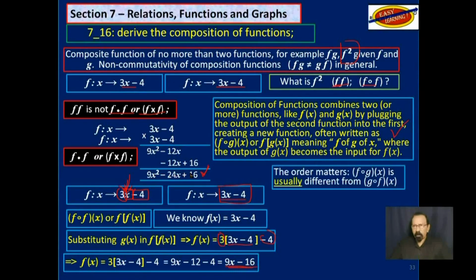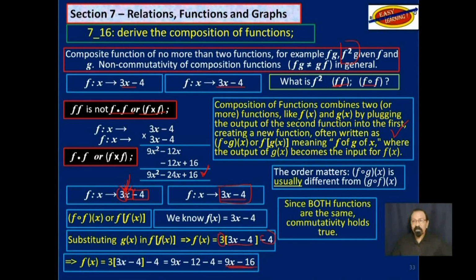Let's go the other way around with that. Well, you don't need to go the other way around. Normally, f of g of x is not the same as g of f of x, unless they are the same function. So since both functions are the same, then commutativity holds true. That's the exception to the rule. Other than that, f of g of x is not the same as g of f of x.